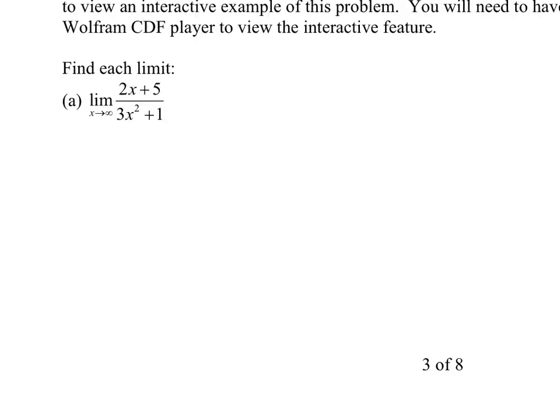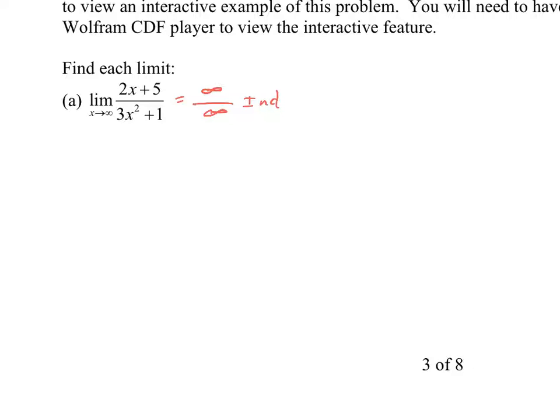So it says find each limit. The limit as x approaches infinity of 2x plus 5 over 3x squared plus 1. Well, I'm going to think about this real quick. 2 times infinity plus 5 would still be infinity, right? So that gets infinitely large. Bigger and bigger numbers. 3 times infinity squared plus 1 would also be infinity. So I have an infinity over infinity here, which is an indeterminate form. So that means I need to do something else.